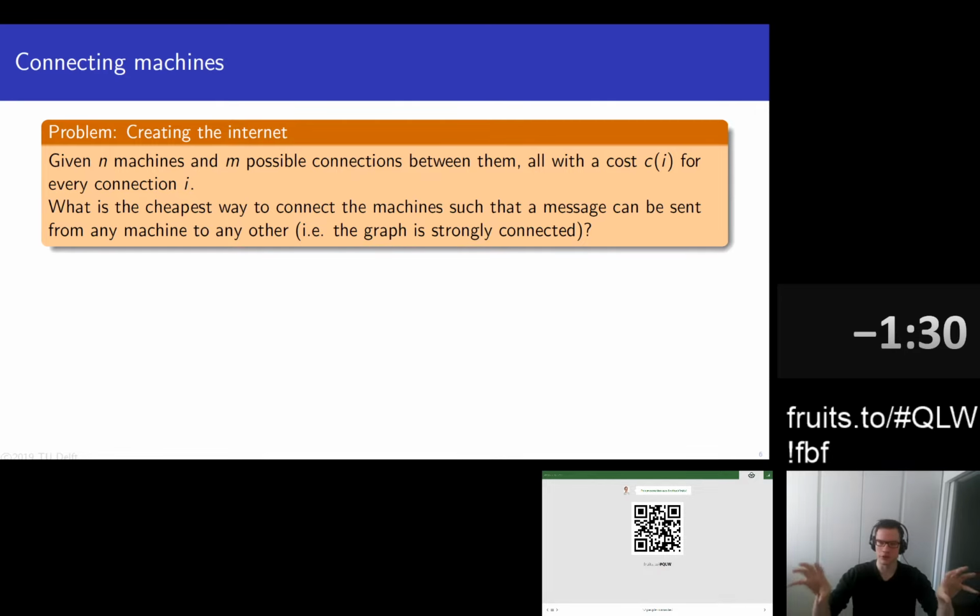So if we have 3 machines, then we can go from A to B and B can forward it to C. So with just 2 cables, we can connect all of them. We call this a strongly connected graph, if you recall. And that's the problem we are going to be solving today. Now, of course, this works for machines and cables. It also works for stations and railways and a variety of other applications.